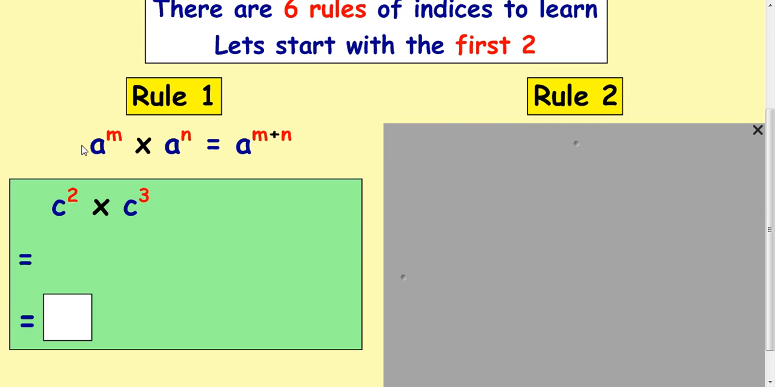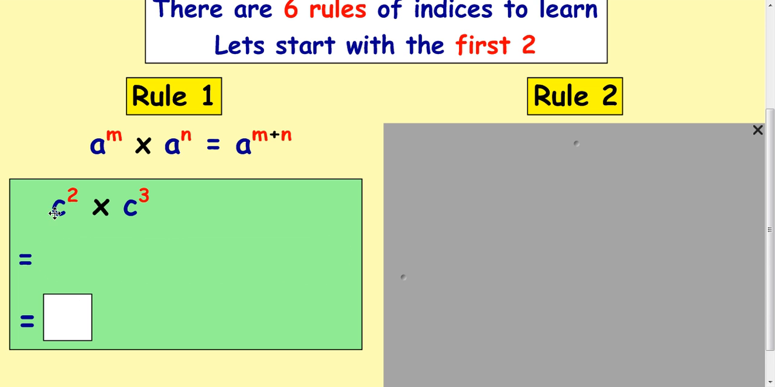Now this rule is really when you multiply powers, then you really add them together. So for example, if we had a to the power m times a to the power n, m and n being any whole number or fraction, then you add the numbers together. So let's look at an example of this with actual numbers. It's sometimes easier to see.